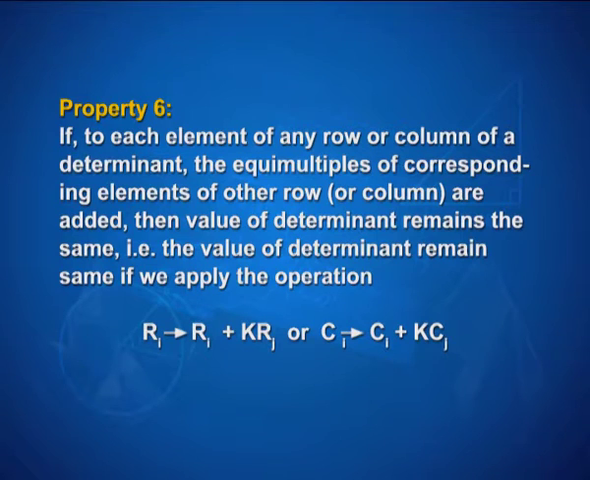Now, let us look into the property number 6. If to each element of any row or column of a determinant, the equimultiples of corresponding elements of other row or column are added, then value of determinant remains the same. That is, the value of determinant remains same if we apply the operation R_i given by R_i plus k into R_j or C_i obtained by C_i plus k into C_j.